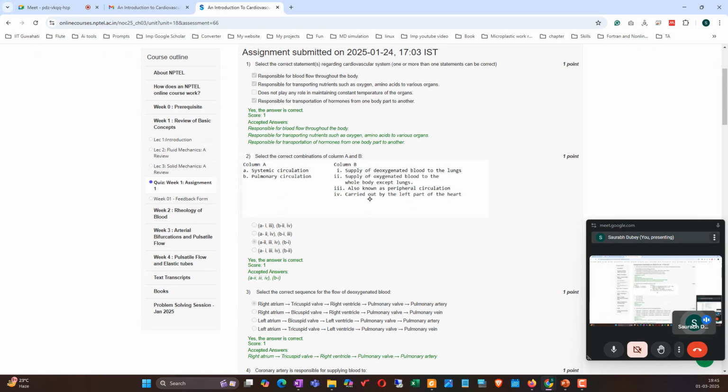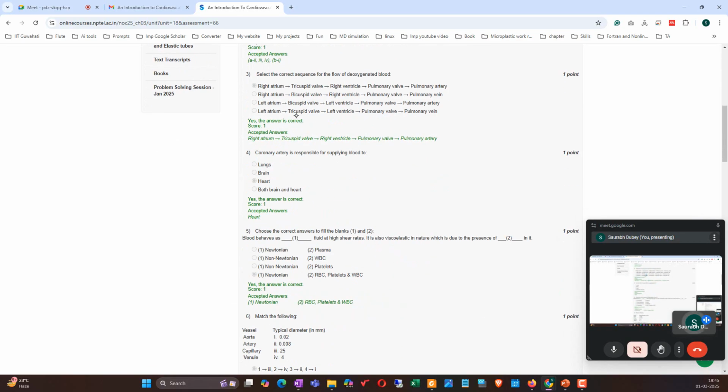So these two we have discussed. Another one is this, the order. This kind of question can also be asked, like select the correct sequence for the flow of the deoxygenated blood. So the diagram you should remember, how it is flowing. And then this is the right side of the body. And then this coronary artery is responsible for supplying blood to the heart. You remember.